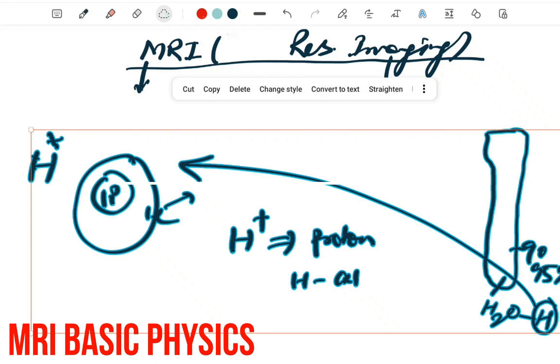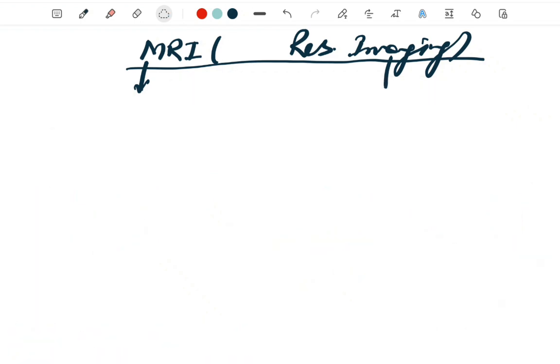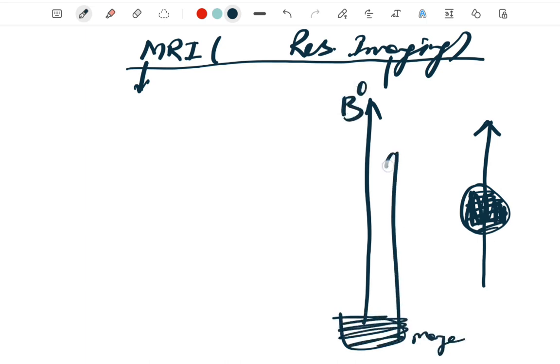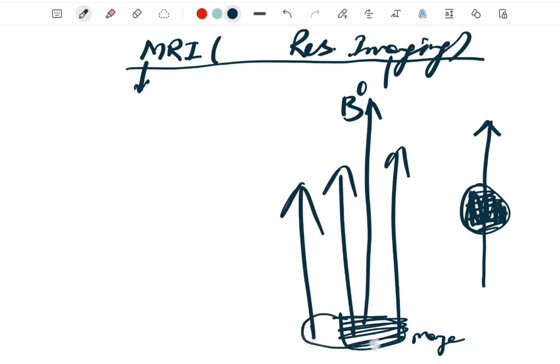Okay, if we take one hydrogen atom and keep it in a magnetic field, see, this is the hydrogen atom. What the theory says is, if this hydrogen atom is kept in a magnetic field, suppose the magnet is here, the field due to this magnet is called B0. This is the magnetic field because of this magnet, and we are keeping this hydrogen atom inside it.